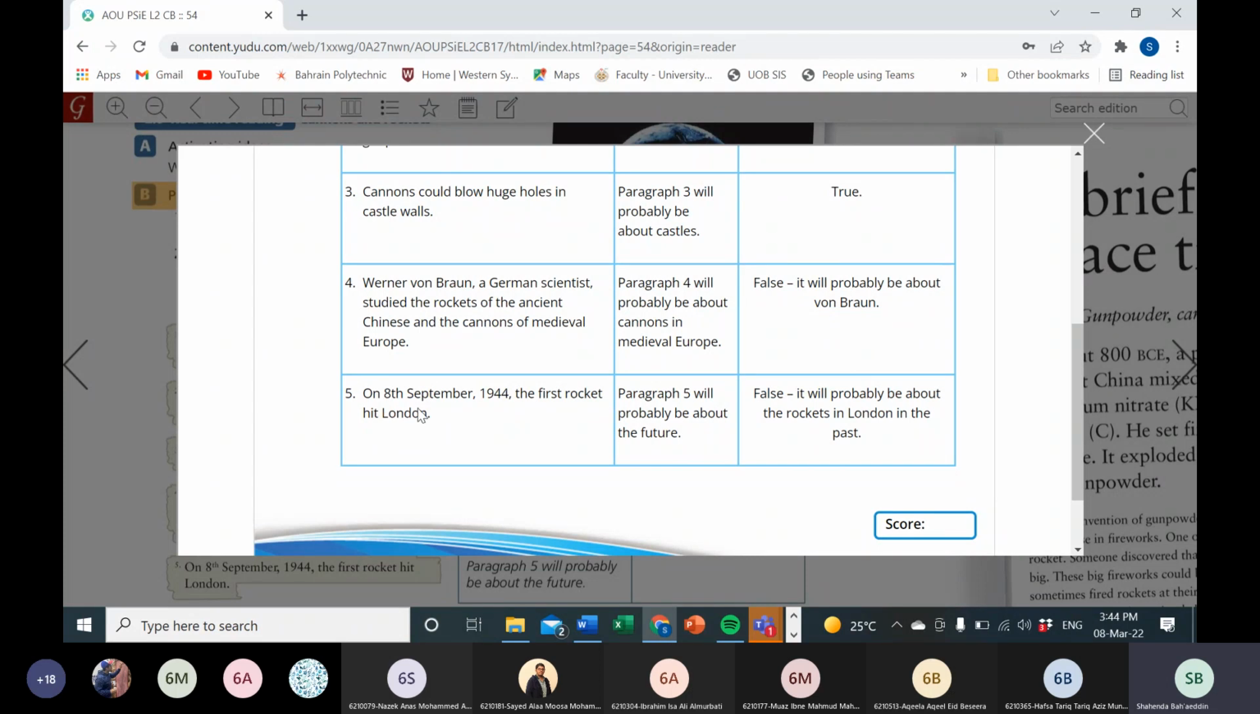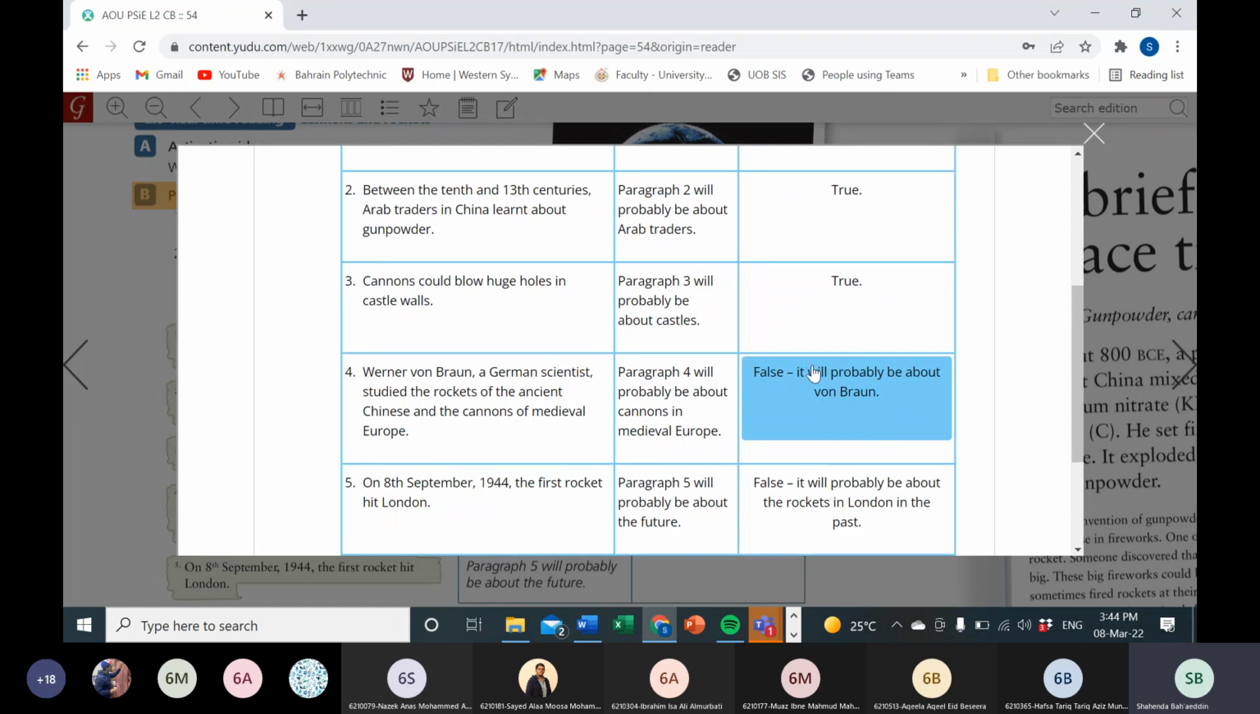Let us see. On the 8th of September 1944, the first rocket hit London. Paragraph 5 will probably be about the future. How come? In September 1944, this is a very past date, and it is going to be about the future? Of course not. It will probably be about the rockets in London in the past.